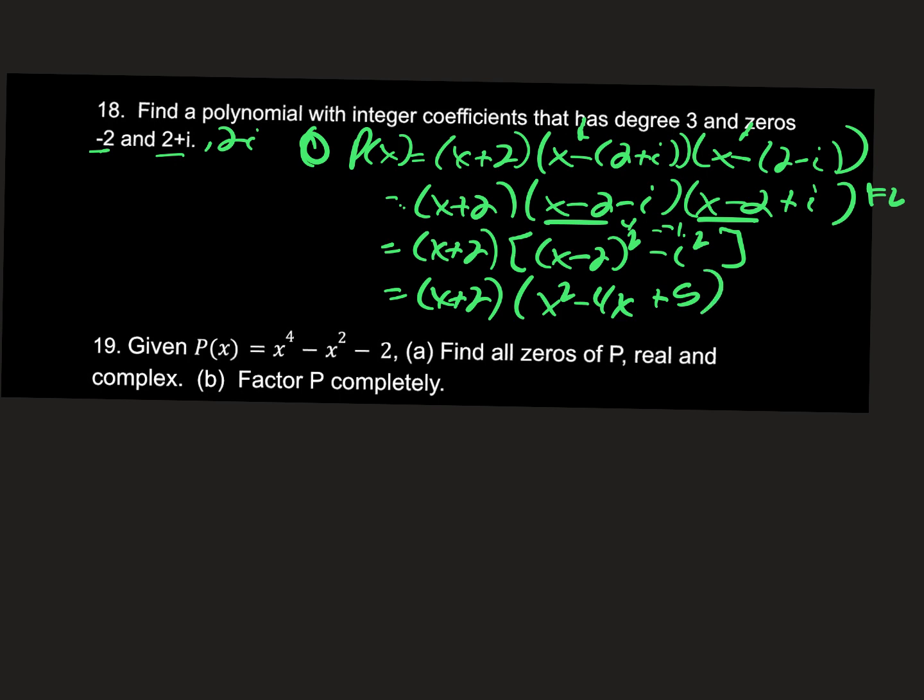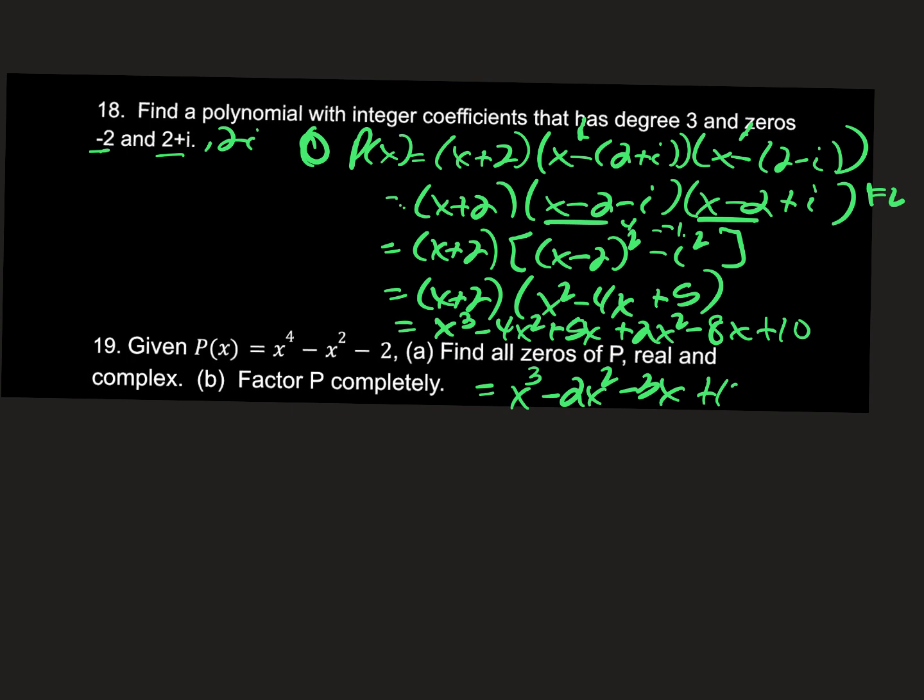And then I'm just going to distribute this stuff. I'm going to take the x all the way through, which is going to be x cubed minus 4x squared plus 5x. Take the 2 through, which is going to be 2x squared minus 8x plus 10. And then just combine everything that you can. So I'm going to get x cubed minus 2x squared minus 3x plus 10. And there you have it. That's probably the most work on the whole test.